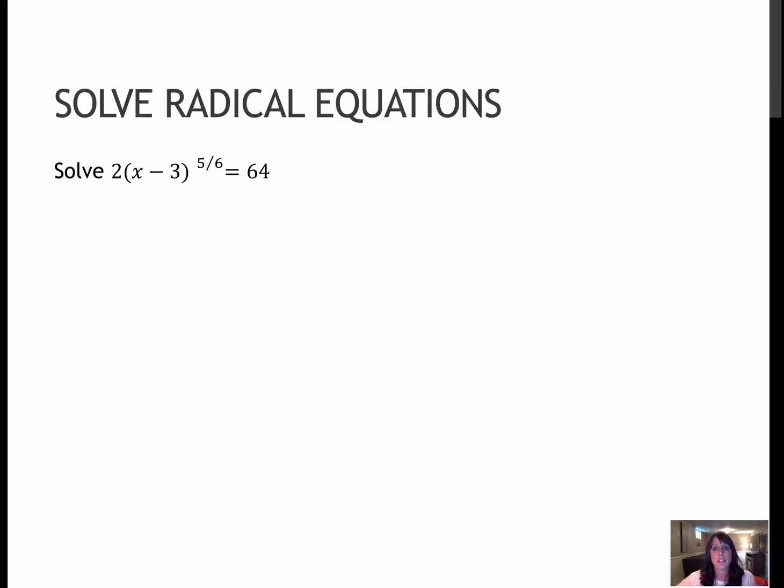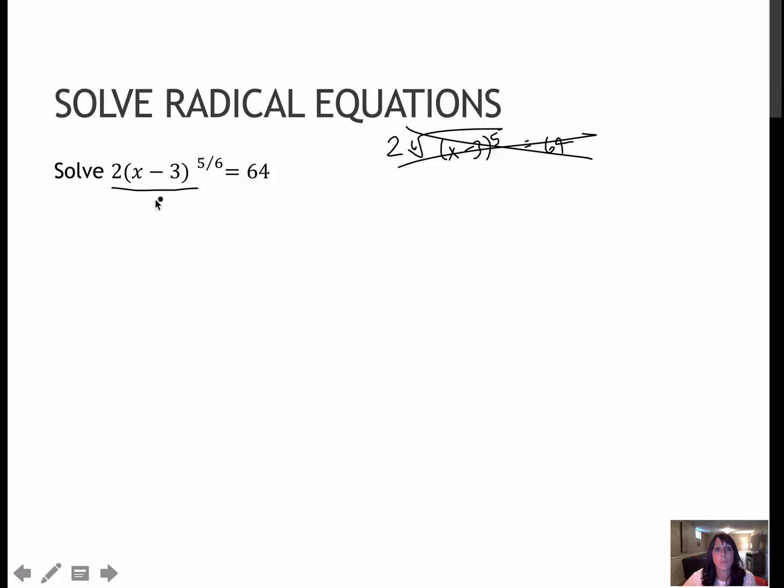Here's another question that in this case has an exponent that is a rational. So remember that what this means, if I wrote it as a radical equation instead of the format that it's in, would be 2 and then the 6th root of x minus 3 to the 5th equals 64. So this is the exponent, the 6 is the index. We're not going to do it that way, we'll just keep it as a rational exponent.